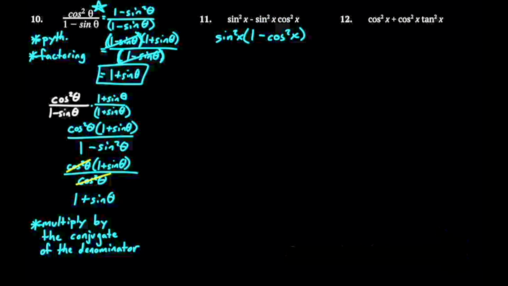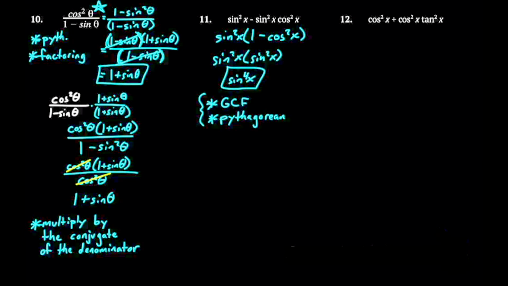And 1 minus cosine squared is a Pythagorean identity. So we have sine squared here, and then 1 minus cosine squared is sine squared again. So sine squared times itself would just be sine to the fourth of x. So this problem used a greatest common factor and a Pythagorean identity. Let's do the same thing for number 12.